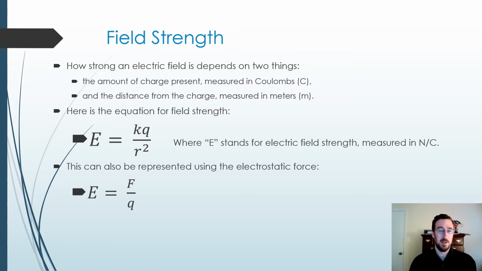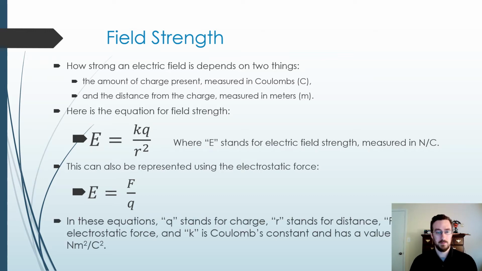Same idea. This could also be represented using the electrostatic force from Coulomb's law. So you could have E equals F over q instead of E equals kq over r squared. These are synonymous with each other, in other words. So q stands for charge, r is distance, k is the same thing as 1 over 4 pi epsilon naught, Coulomb's constant, just like we talked about with Coulomb's law.